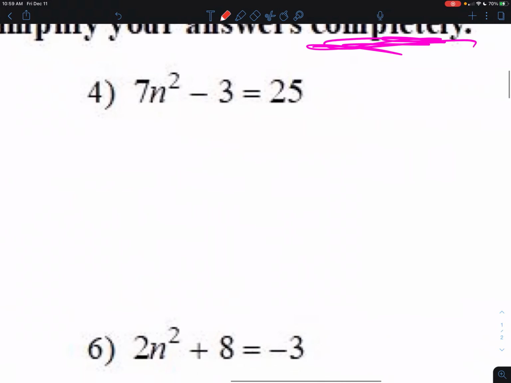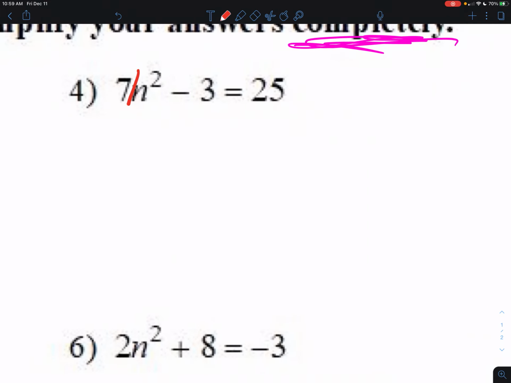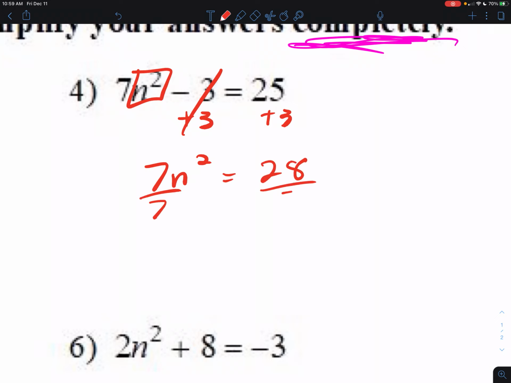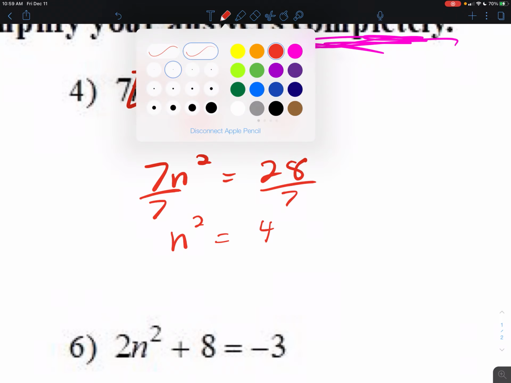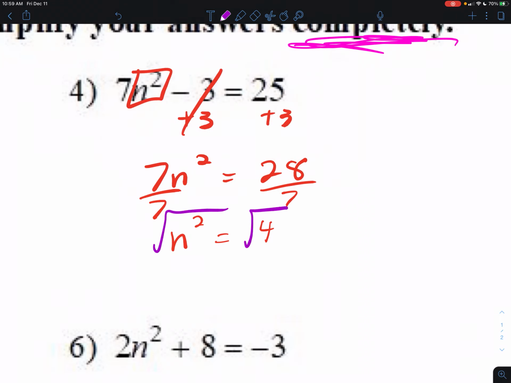Number 4, okay? So we're trying to solve for n. We're going to add the 3 first and get 7n squared equals 28. Divide by 7. n squared equals 4. We're going to take the square root to cancel out the square, and we get n equals plus or minus, square root of 4 is 2.